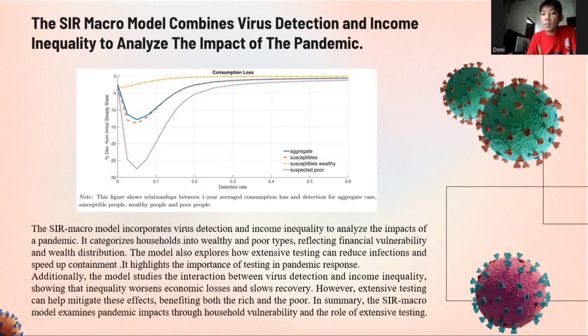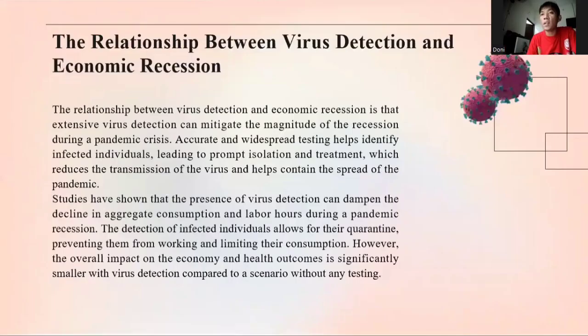Additionally, the model studies the interaction between virus detection and income inequality, showing that inequality worsens economic loss and slows recovery. However, extensive testing can help mitigate these effects, benefiting both the rich and the poor. In the next slide, the relationship between virus detection and economic recession.